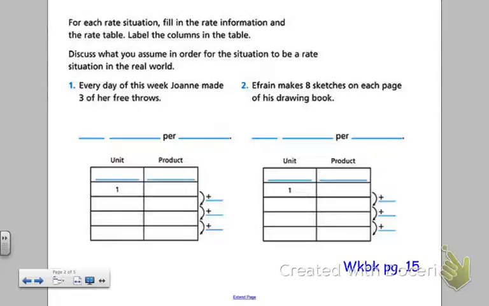Every day of this week, Joanne made 3 of her free throws. Okay, so that sounds like she made 3. I'm just going to do free throws here. 3 free throws per day. Right? It was every day of this week, but it was every day that she made 3 free throws. So in this case, my unit is going to be the days, and my product then is going to be the number of free throws. I'm just going to abbreviate that as FT.